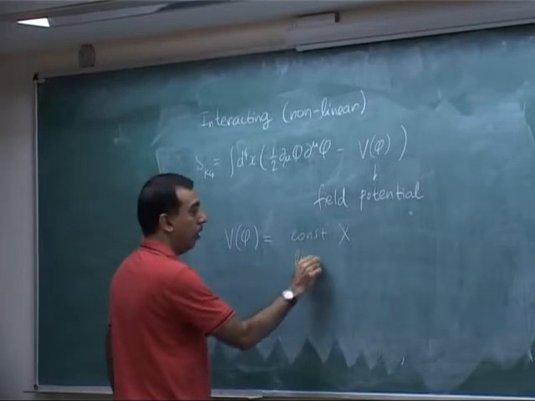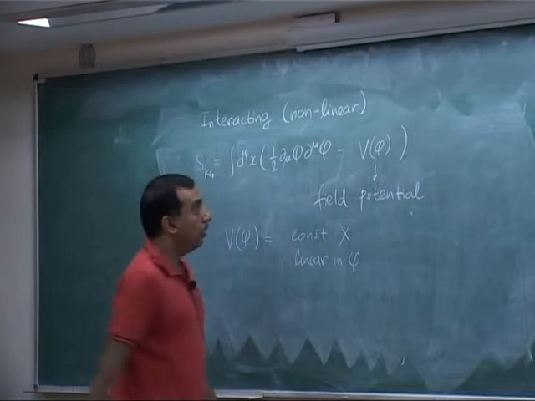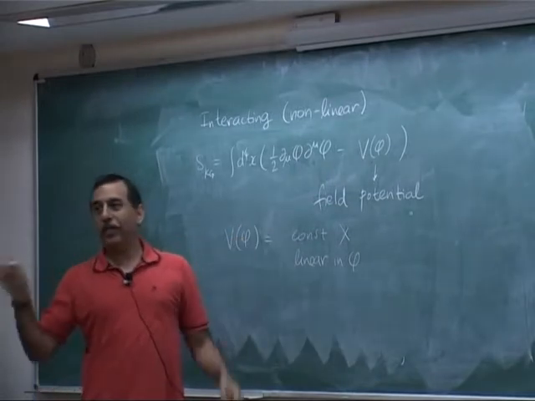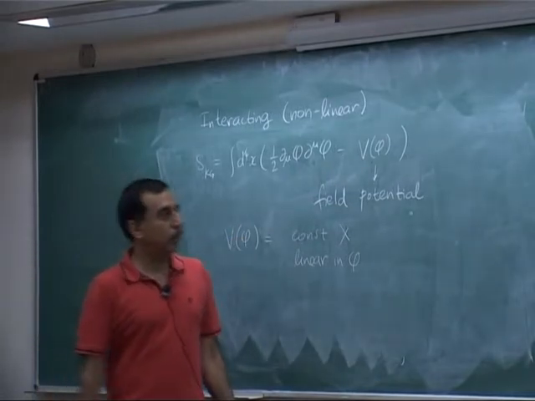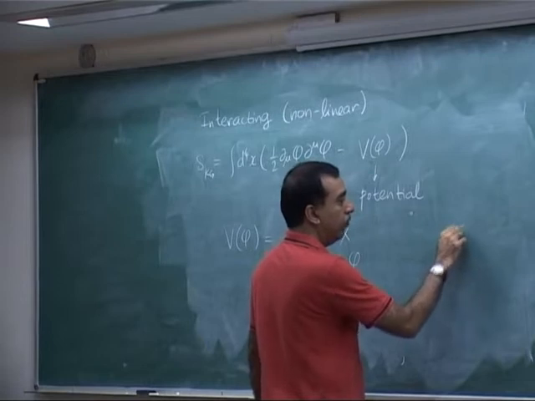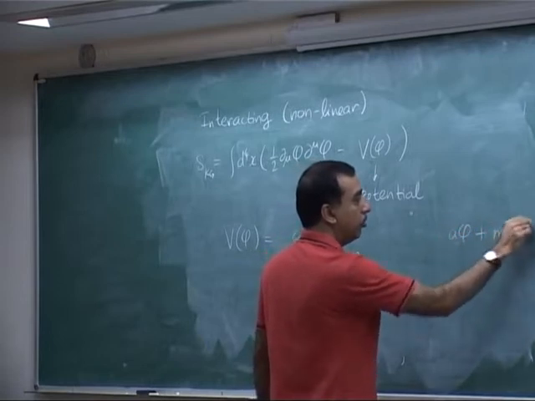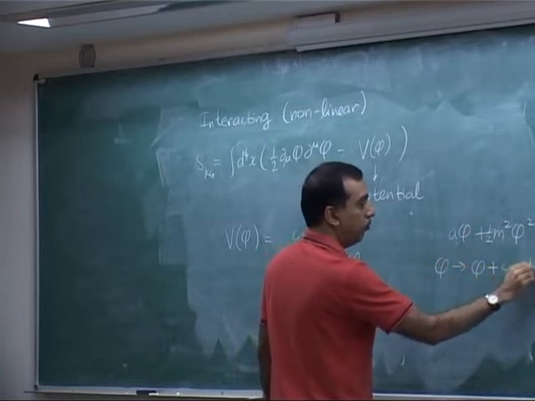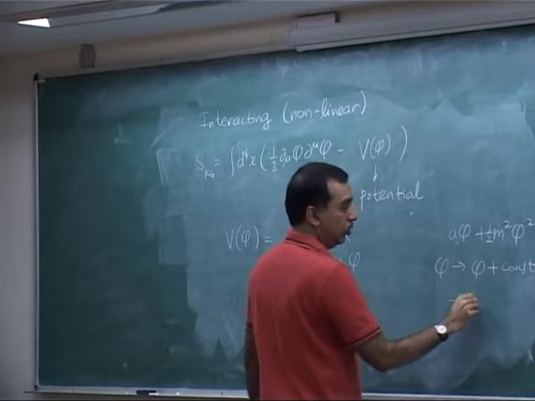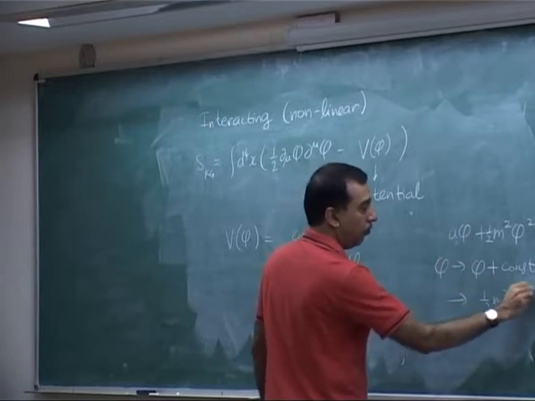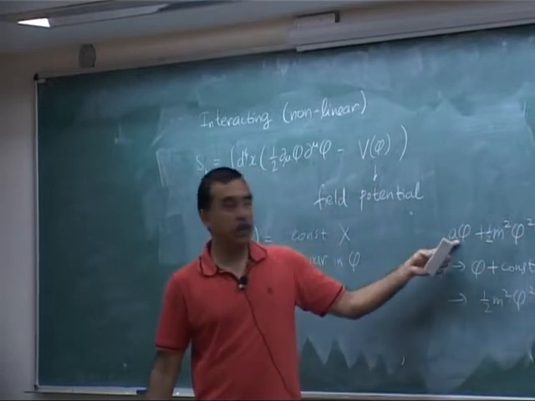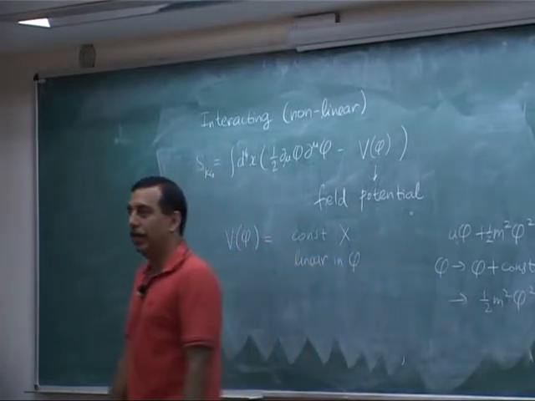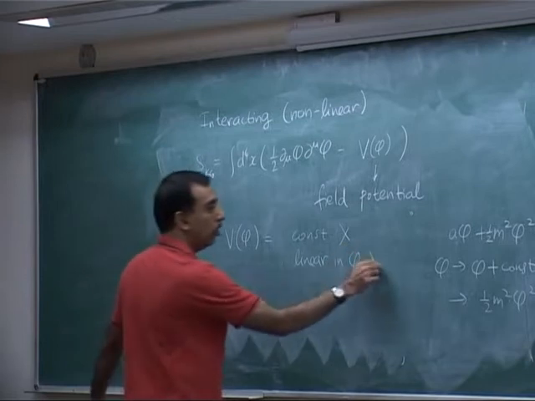Linear in phi is also no good, because if I have a linear term in this, then by shifting phi, I can remove it. Is that clear? If I have, for example, a φ plus half m squared phi squared, then phi going to phi plus some constant sends this above thing to just half m squared phi squared. Shifting phi by a constant removes a linear term. It may also add an overall constant, but that anyway we are dropping. So linear is also no good.